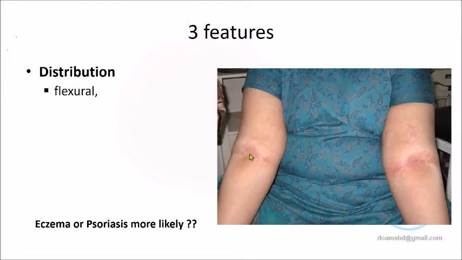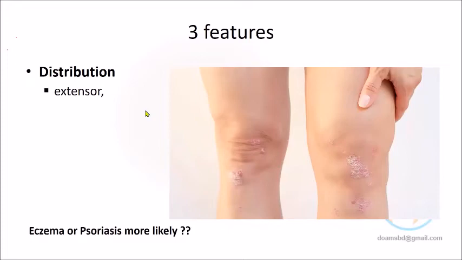Suppose here, for example, I am just discussing for argument, in the flexural area there is erythematous, plaque-like lesion with silver scale. What could be the possible diagnosis? Psoriasis. But this type of psoriasis in the flexural area will be very, very rare. So the flexural location is helpful, especially for the diagnosis of eczema, atopic eczema.